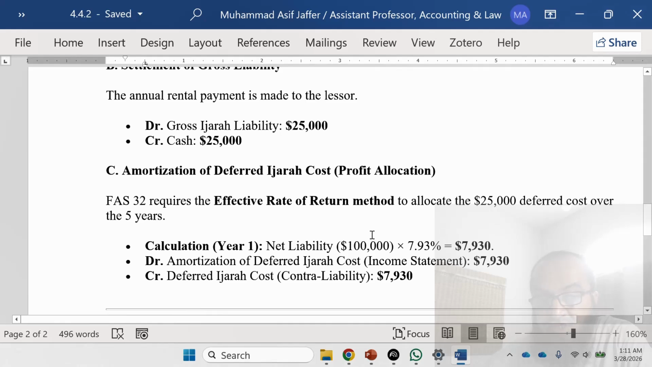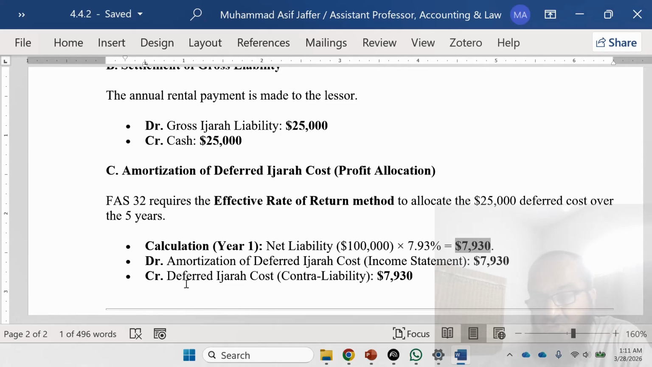So the net liability was 100,000. So the interest expense, or the finance cost, not interest expense, the finance cost, the time value of money cost associated with this for the first year is this into 7.93%, so 7930. It means initially we need to amortize 7930 of the deferred Ijarah cost. So we record amortization of deferred Ijarah cost, which is an expense, and we credit, because the amortization is a debit balance, right? On the liability side also, it is a contra liability. So we credit deferred Ijarah cost, so it reduces, right? So liability reduces by 25,000, contra liability reduces by 7930.